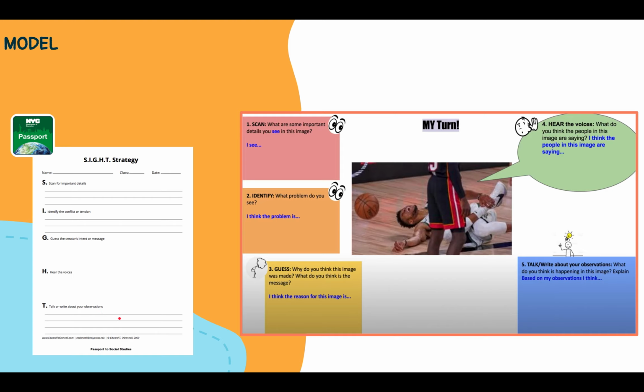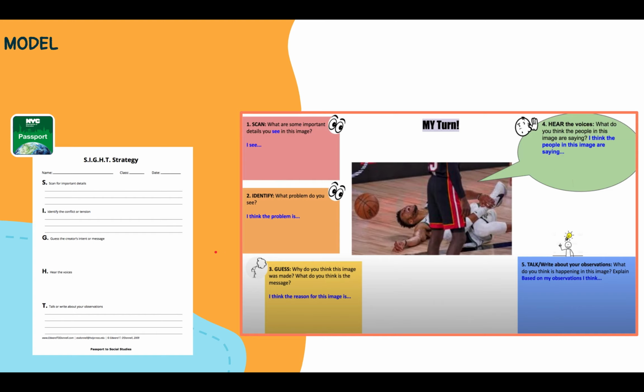I like to differentiate organizers a little more in order to make them more visual, especially if I'm teaching remote. So I usually break it down like this. I center the image that we are observing in the middle, and then I have surrounded it by the questions of the SIGHT strategy. And it is color-coded, and it is also in numerical order.